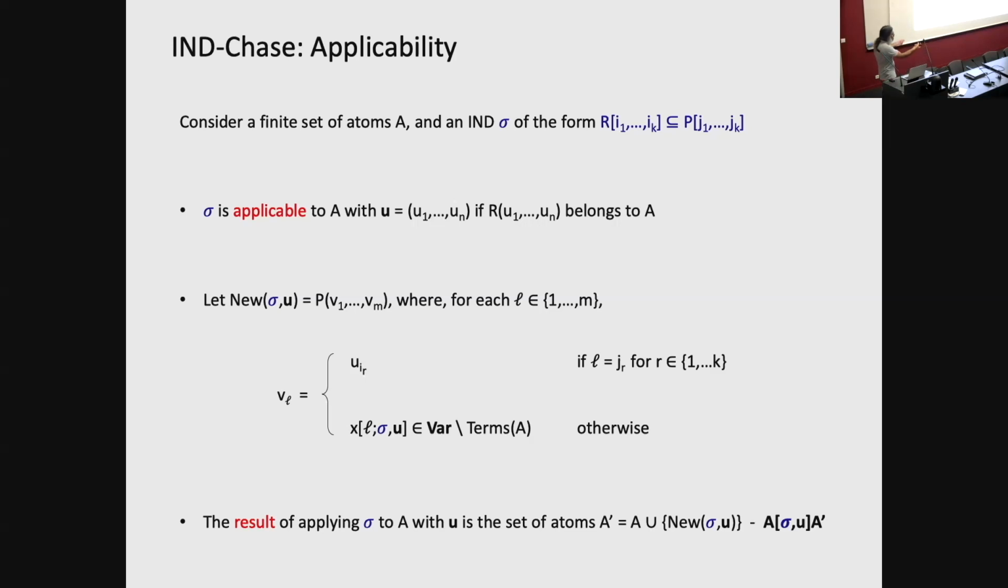And similarly to what we did for functional dependencies, this is how we denote a chase step. A prime is obtained from A by applying sigma to A with the witness table U, which essentially means A prime is obtained from A by simply adding this new atom. So don't be scared by this weird thing. As I said, this is just a way to prefix the name of these fresh variables by exploiting the position, sigma, and U. I will come back to why I'm doing it this way in a while. So this is a single chase step.